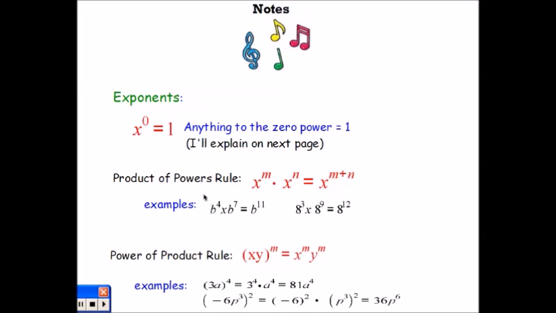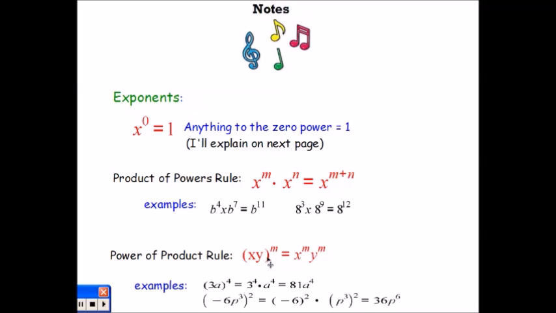You also have the product of powers rule: when you're multiplying two powers with the same base, you basically add the exponents. Because 4 b's times 7 b's is 11 b's. Now notice here, 8 to the 3rd times 8 to the 9th is 8 to the 12th. It's not 64 to the 12th, because 3 8s times another 9 8s is 12 8s being multiplied together.